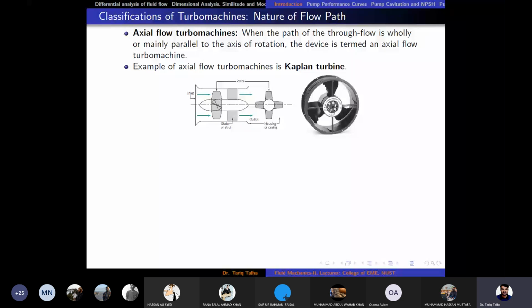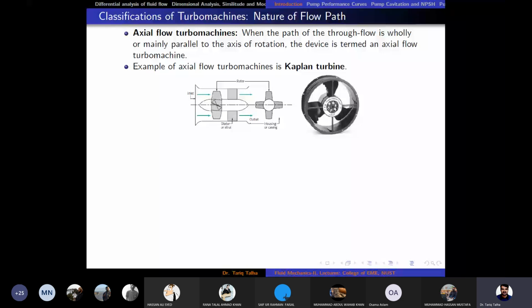It is also installed in laptops as well, right? So in these kinds of turbo machines, the direction of flow is parallel to the axis of rotation, right? So the flow comes from here and then travels in the axial direction along the rotating shaft, right? One example of axial flow turbo machines is the Kaplan turbine, as well as the fan which is installed in our laptop. Another example is the fan which is installed in front of radiators in cars. That is also a kind of axial flow fan, or turbo machine, right?